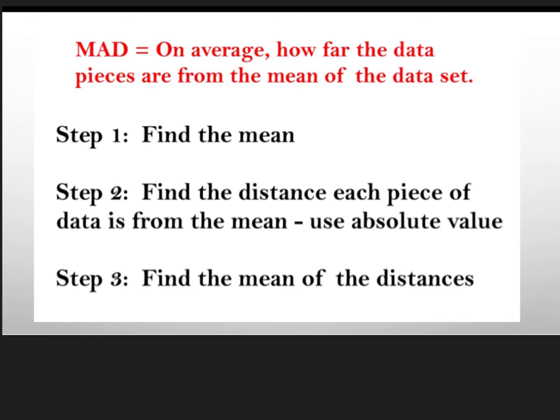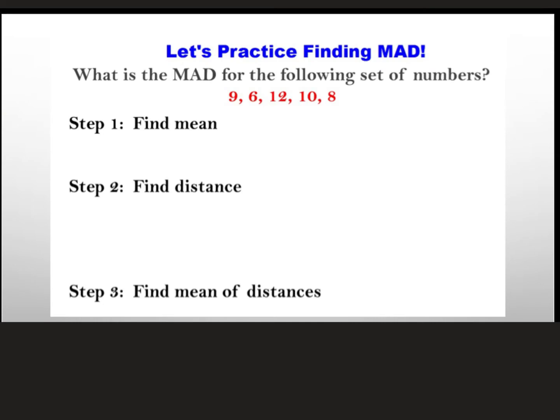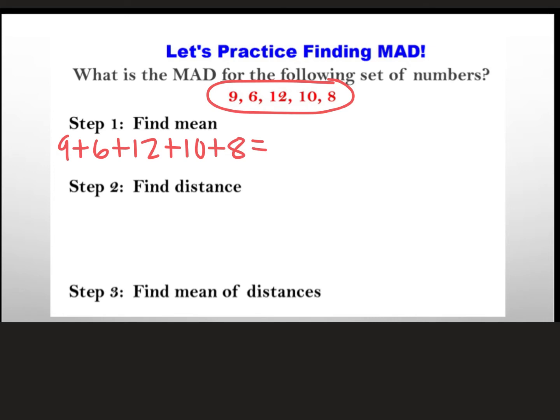Let's try one together. All right, let's take a look. So step one, we're just finding the mean of the data set that is given. So at the top here, we have our 5 numbers. To find the mean, we have to add them together. So 9 plus 6 plus 12 plus 10 plus 8. If you have a calculator, go ahead and type them in. When you do that, you should get 45.